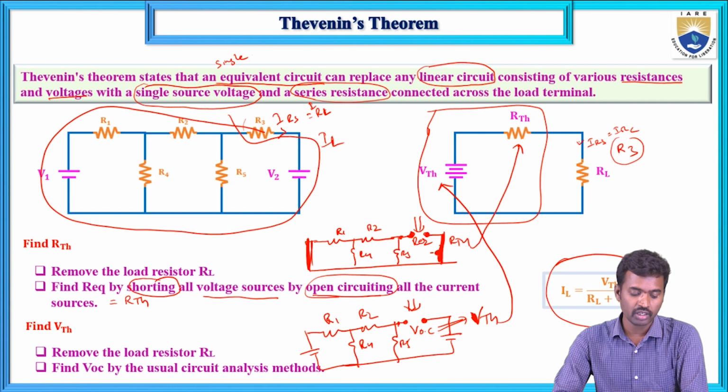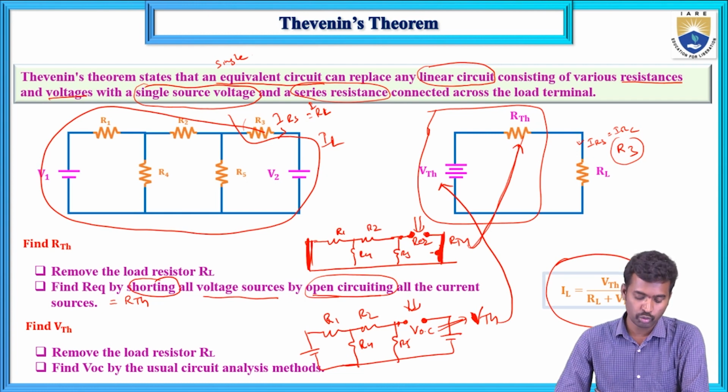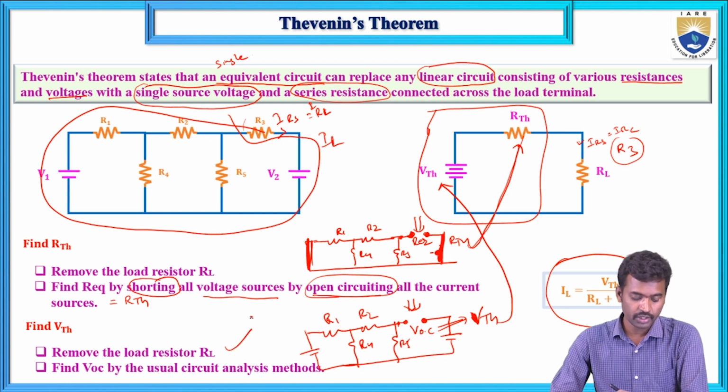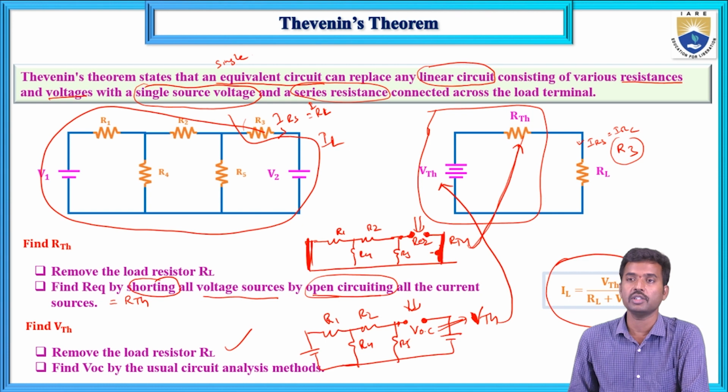RTH can be calculated when you remove the load resistance from a given circuit. All voltage sources are replaced by short circuits, and all current sources are replaced by open circuits, and calculate the R equivalent between the open terminals. That R equivalent is known as RTH. VTH can be calculated when the load resistance is removed from the circuit, and calculate the open circuit voltage by using any network reduction technique or any circuit analysis method, such as mesh analysis or nodal analysis.